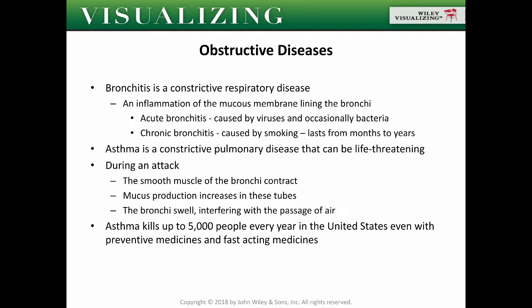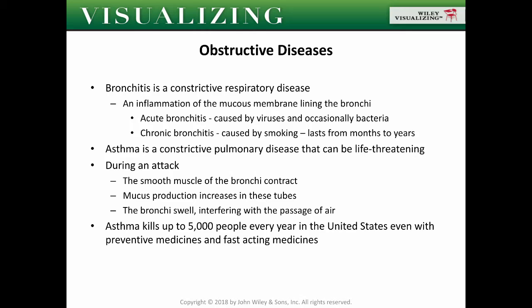Bronchitis is the inflammation of the mucous membrane. When we have "itis" in the suffix, you basically have inflammation, so it's inflammation of the bronchi. Acute bronchitis is caused by viruses and some bacteria that were able to bypass the upper respiratory tract. Chronic bronchitis is usually caused by smoking. And then we have asthma. Asthma is a constrictive pulmonary disease that can be life-threatening. It ranges from mild to severe and life-threatening.